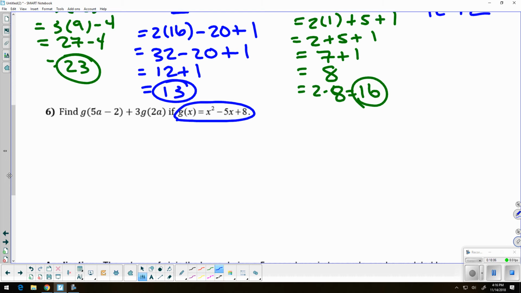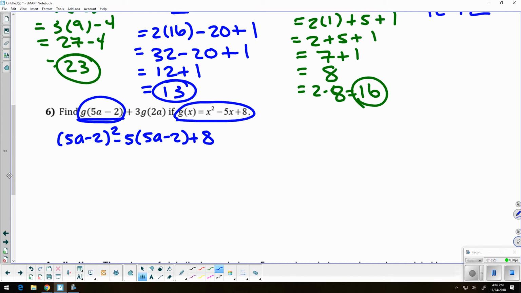So I'm just going to do this first part. Okay, g of 5a minus 2. So I need to plug in 5a minus 2 everywhere I see an x. So I'm going to have (5a minus 2) squared minus 5 times (5a minus 2) plus 8. So just doing this first part again, that's all we're doing right now.